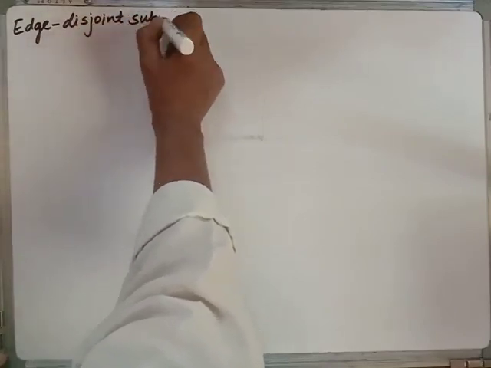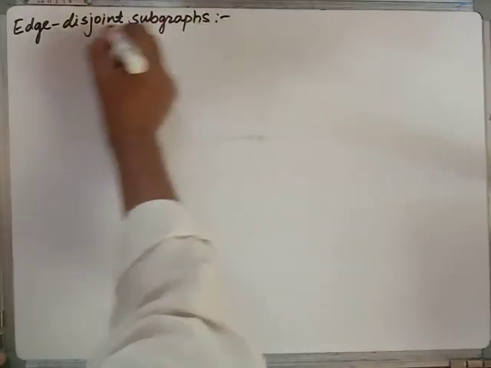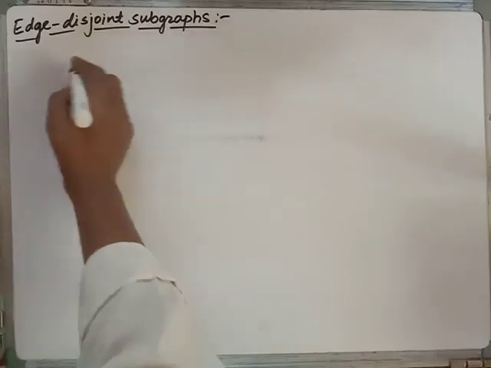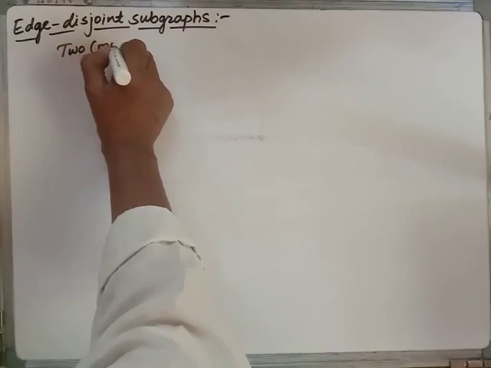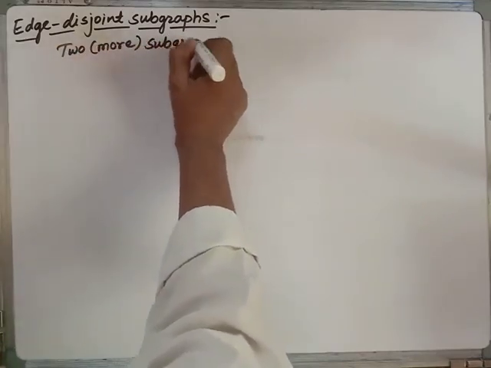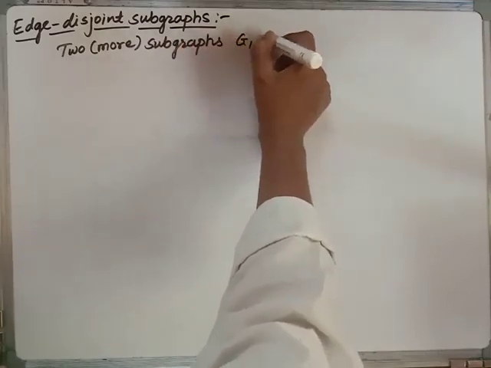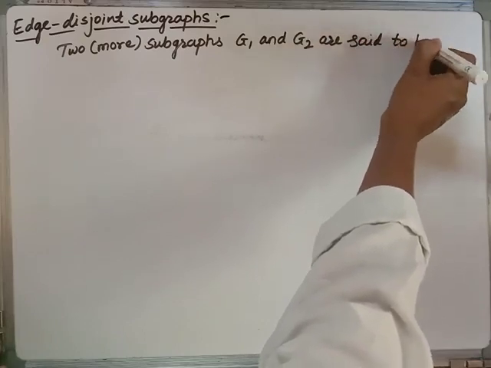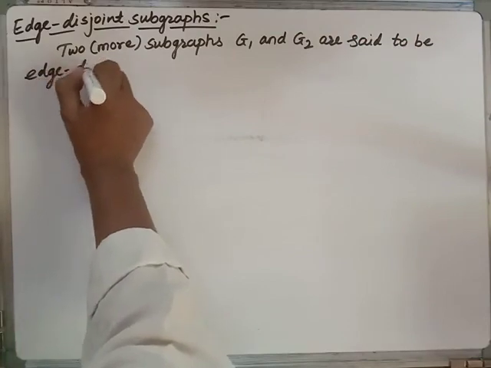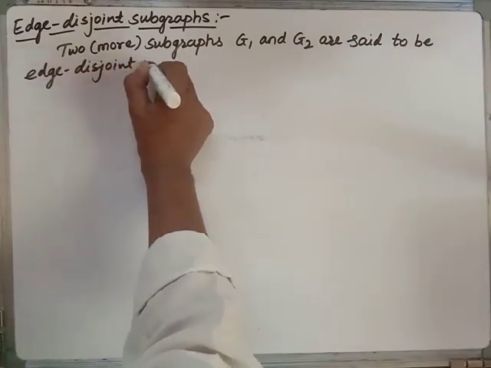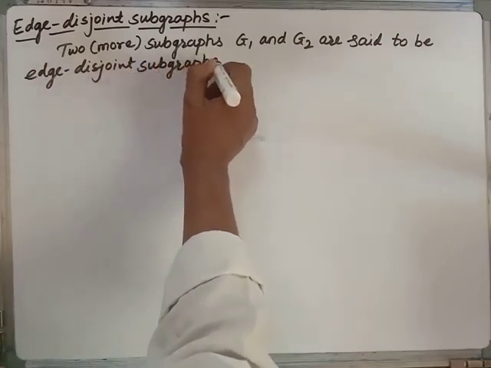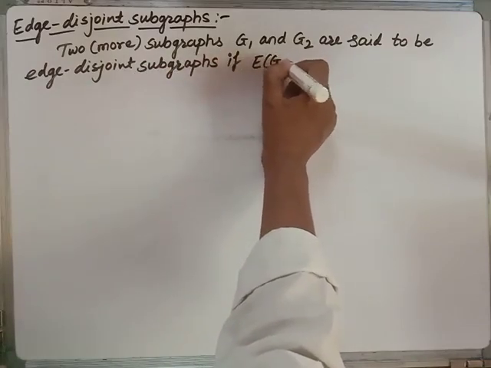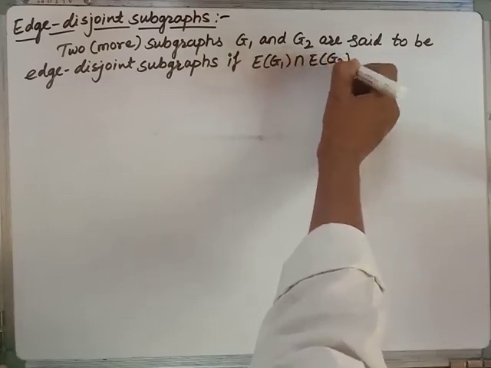Next, edge disjoint subgraphs. Two or more subgraphs G1 and G2 are said to be edge disjoint subgraphs if edge set of G1 intersection edge set of G2 is an empty set.